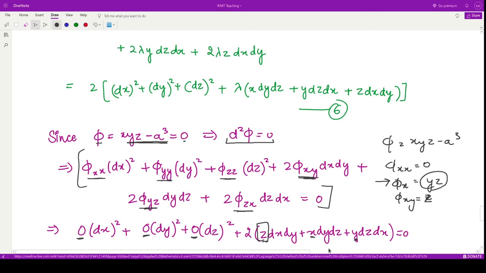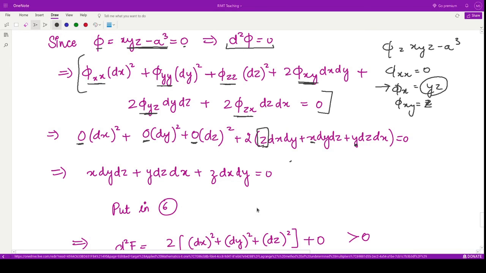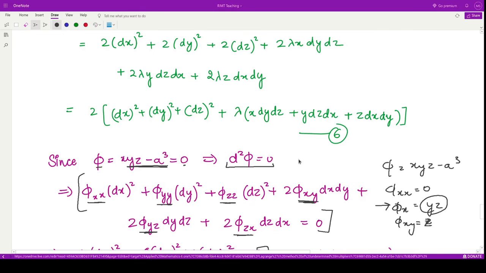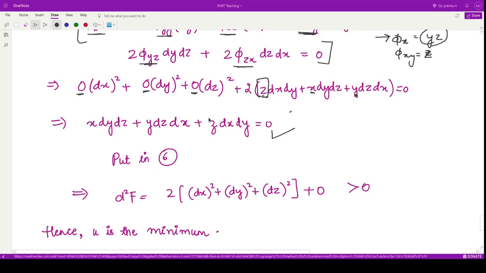So this is the expression. So from here you obtain this value, that x dy dz plus y dz dx plus z dx dy, that is equal to 0. So we can substitute this value in equation number 6. So that means this whole term becomes 0 now. If this is 0, so that means your d2f is simply equal to 2 into the square of these quantities, positive quantities, and we were only interested to calculate what is the sign for this d2f.